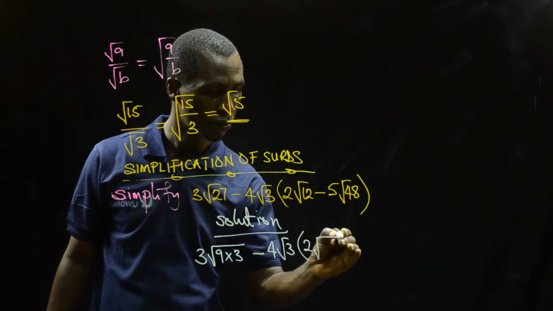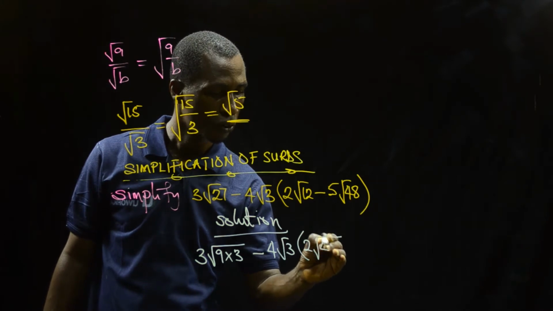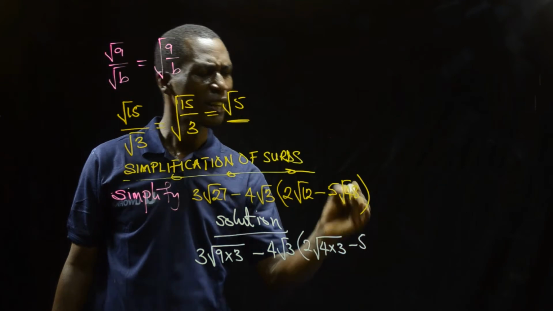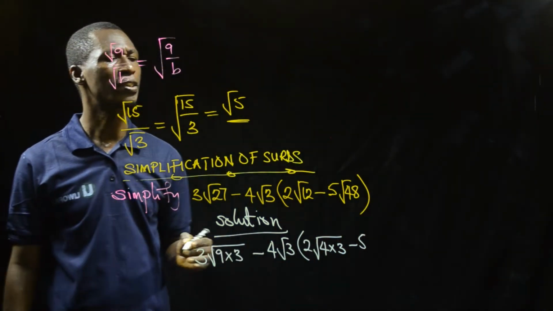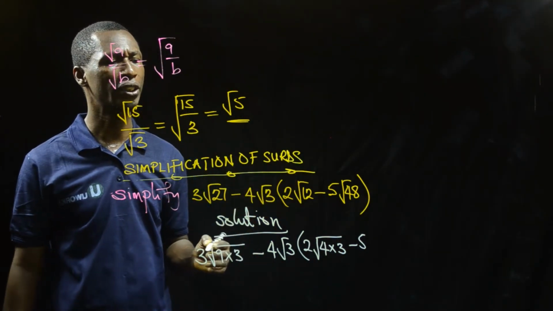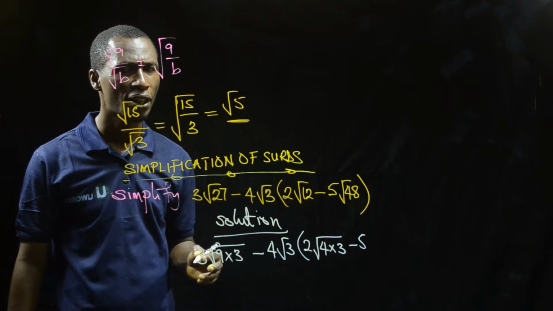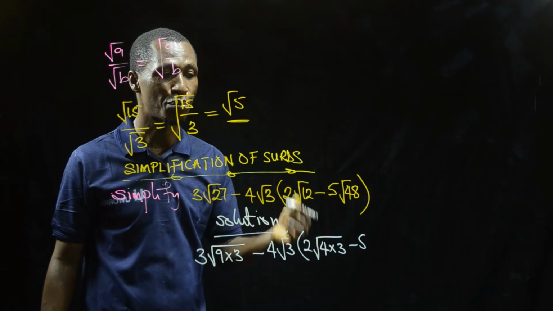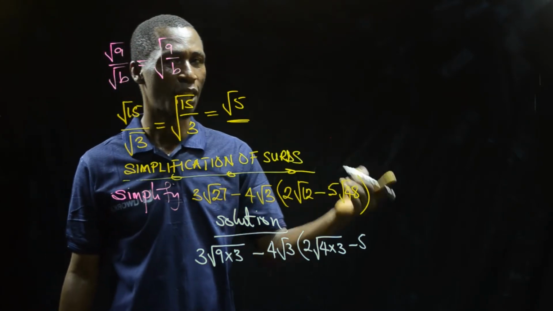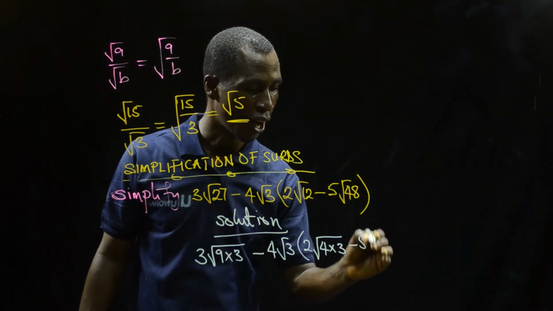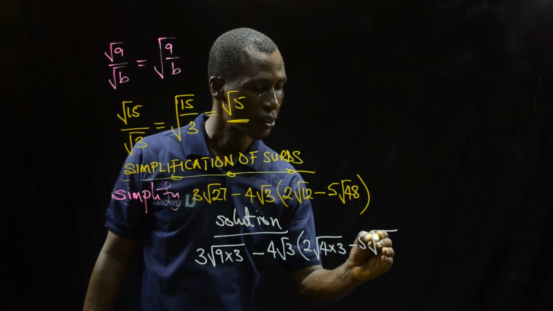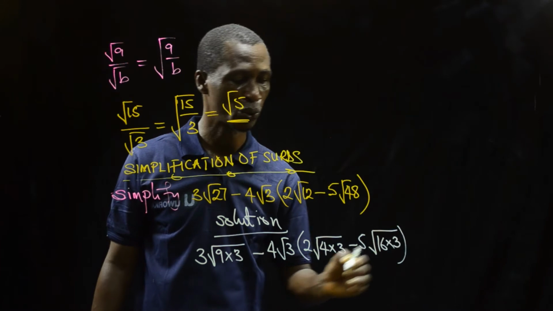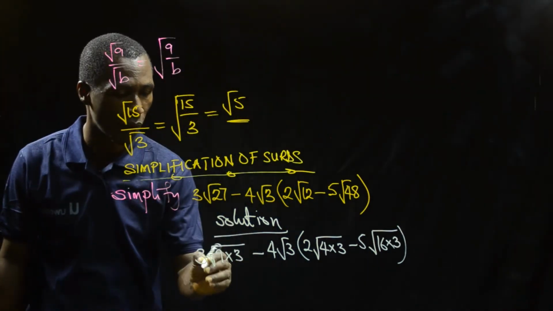root of 4 times 3 minus 5 root of 48. Is there a perfect number that is in 48? Yes. I know there is 16. 16 times 3 will give me 48. Just try and be a little bit smart. So I've got this one also give me root of 16 times 3. Good. I close all. So what do I have?